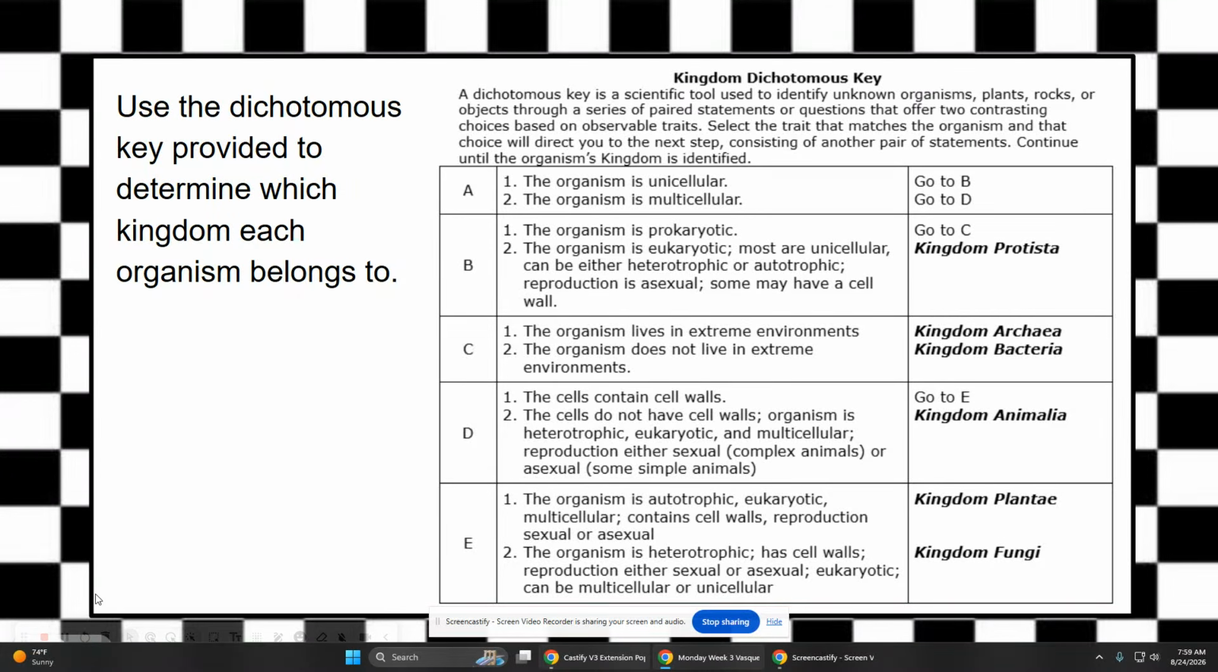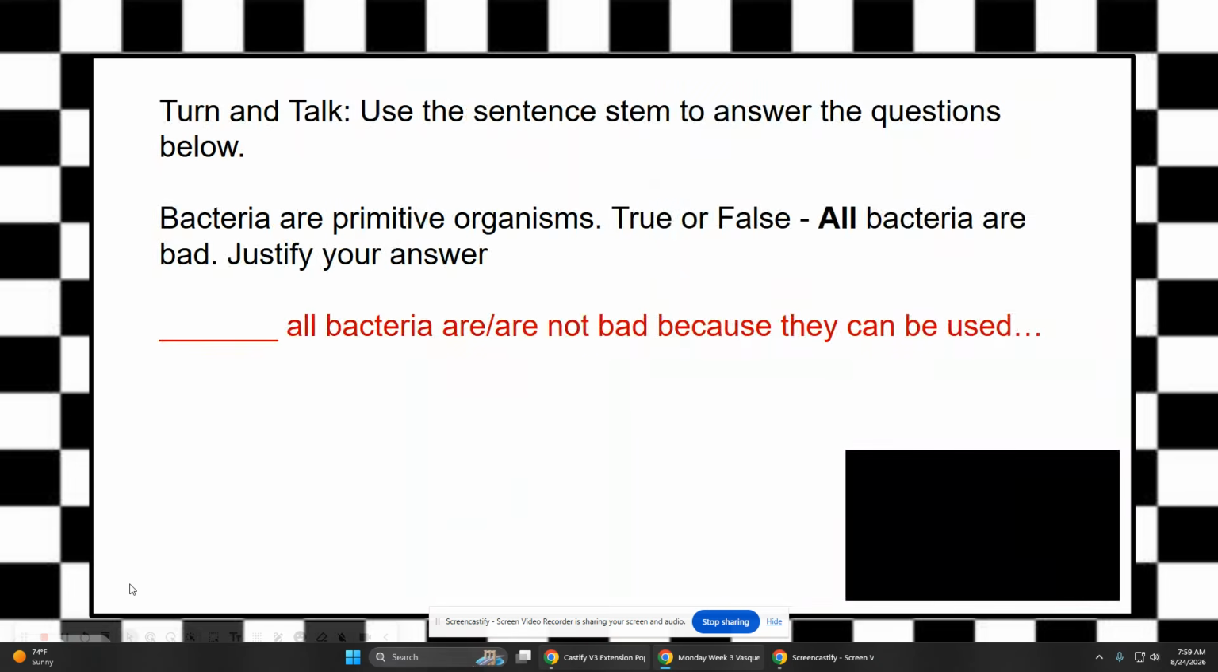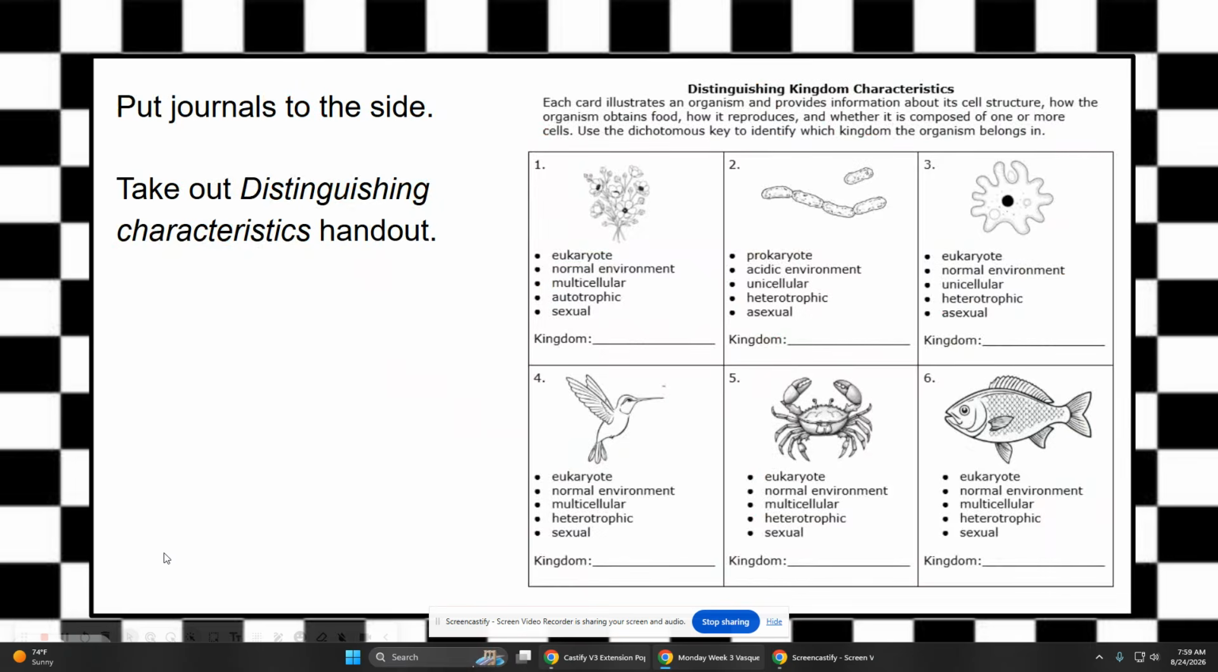So if we go to, I'm sorry guys, I'm trying to use my screen here, and it's because we're recording, it's giving me a little bit of difficulty.